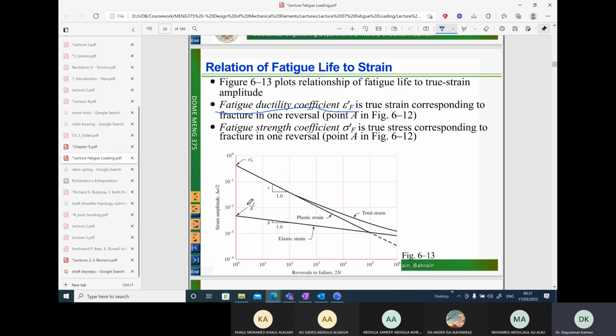For the elastic strain, because we are within the elastic limit, we can use Hooke's law, sigma equals E times epsilon, and reverse it, and we can write it as sigma f prime over E. So that is what is written here. Here sigma f prime is called the fatigue strength coefficient. Okay, now why do we need these intercepts? Because we need an equation to represent the relationship between strain and number of cycles to failure.